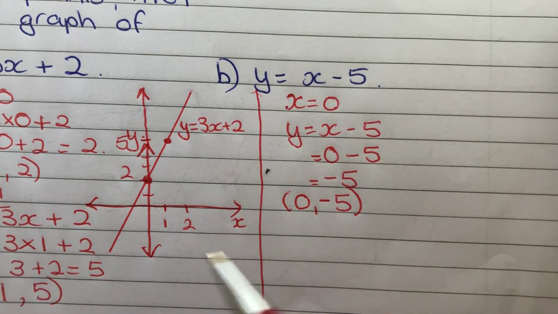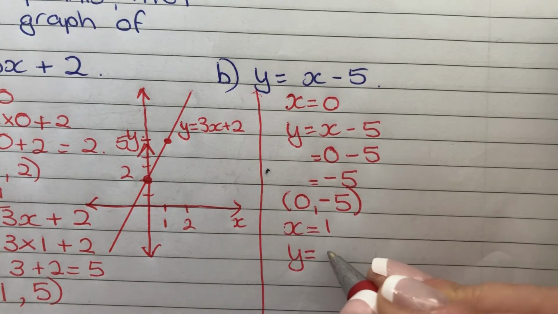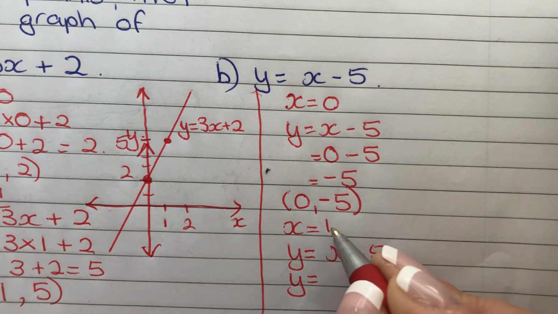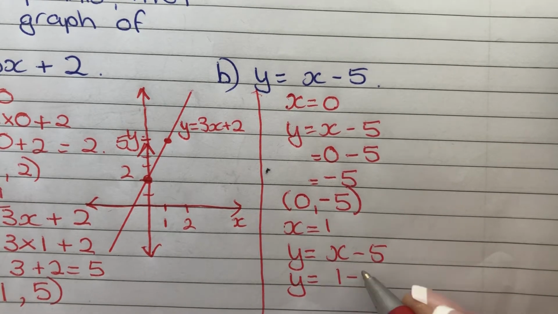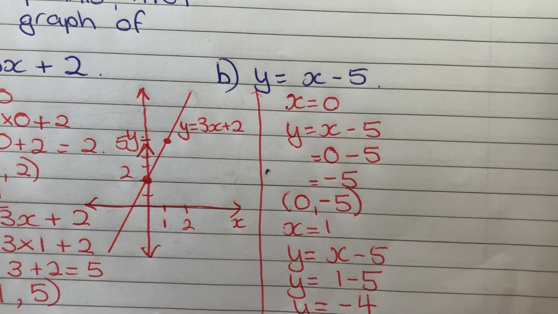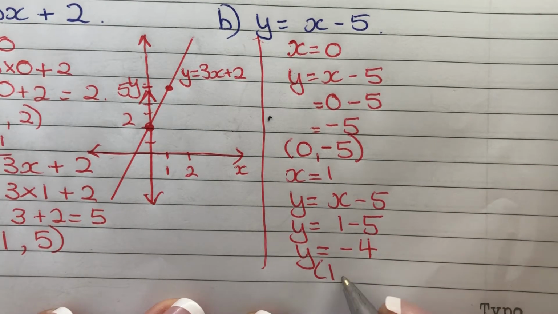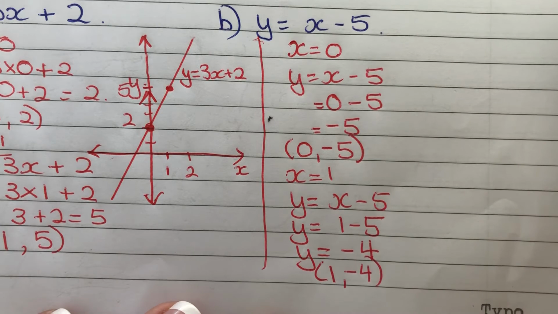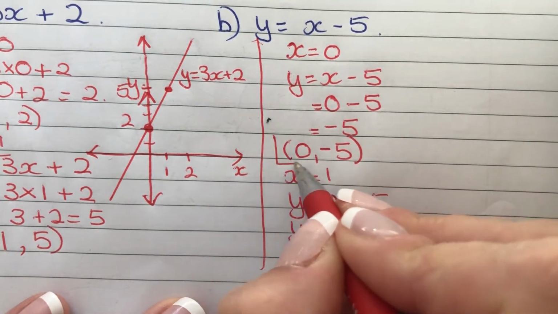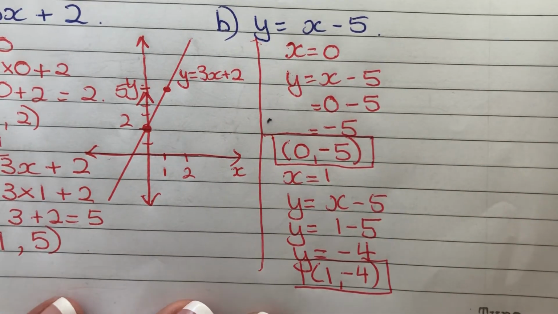Next easiest one, what did we say? X equals 1. Equation is y equals x minus 5. So it's y equals, this time we've said that x is 1. So it's 1 minus 5, which is negative 4. Now, hopefully you can do ones as simple as that. But yes, of course, you have your calculator. So if you're no good at negatives, pop it into your calculator. So the 2 points we have this time are 0, negative 5 and 1, negative 4.